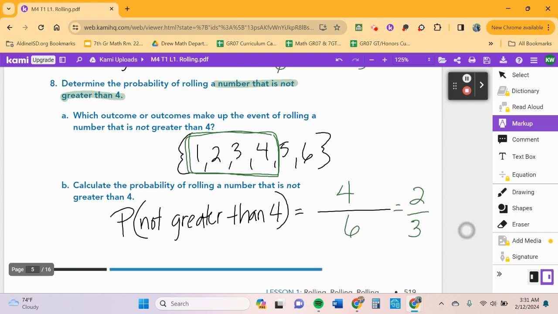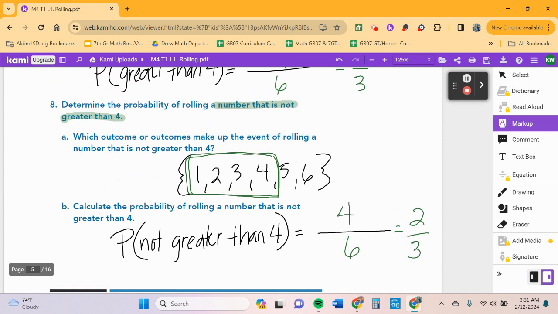Alrighty, that concludes activity 1.1. Great job. I will see you in the next activity.